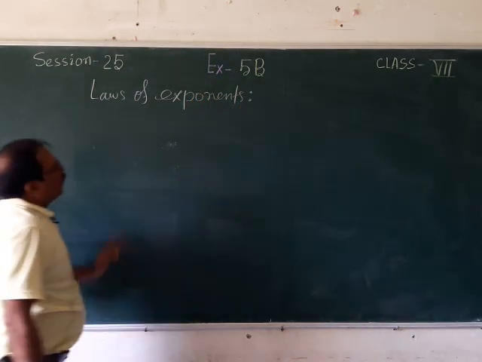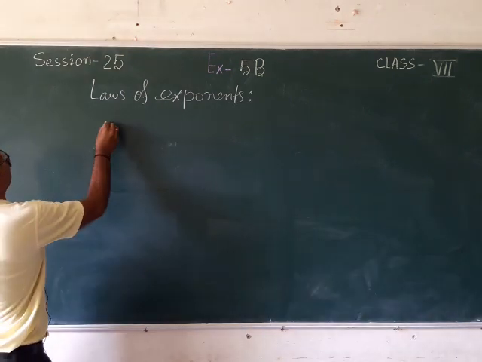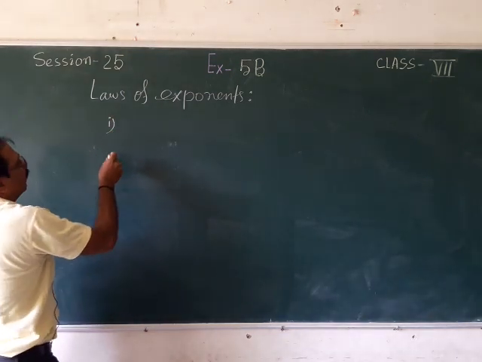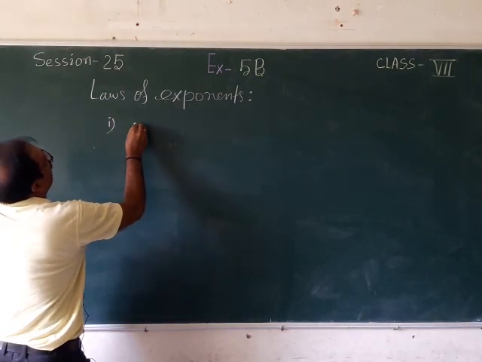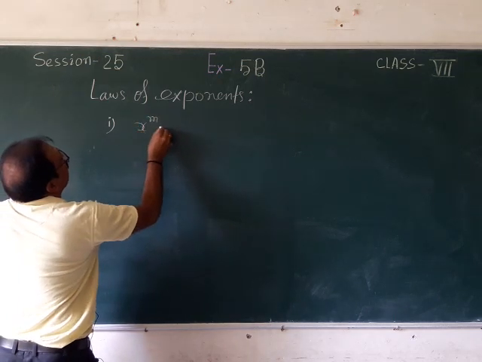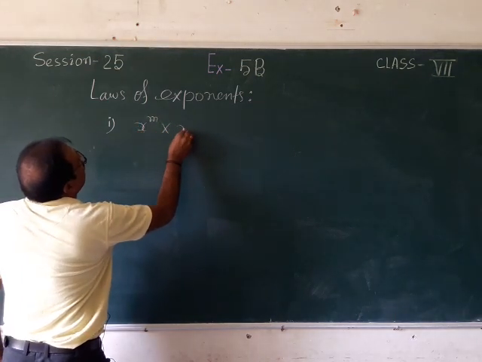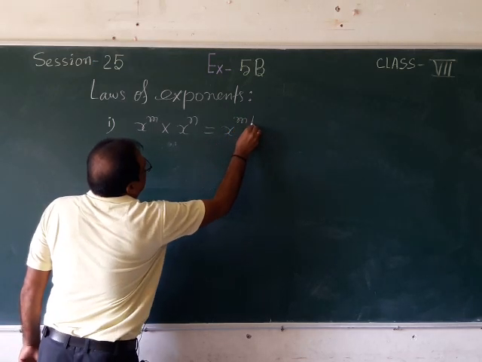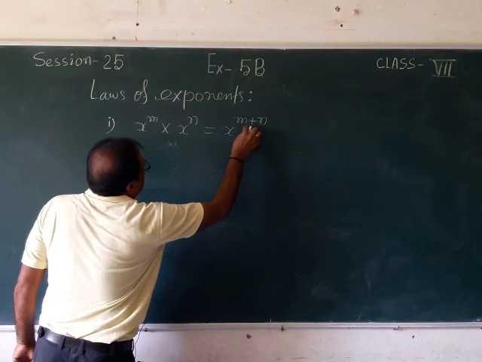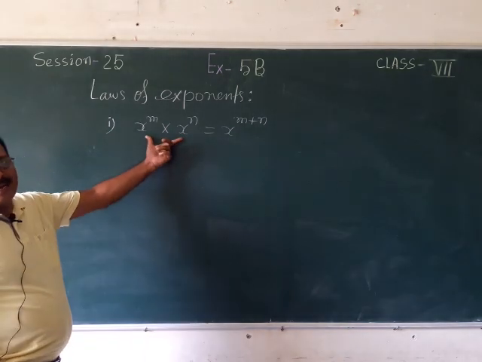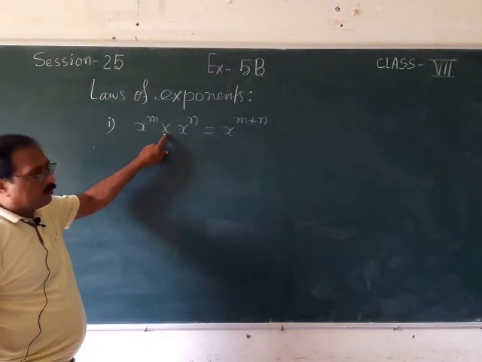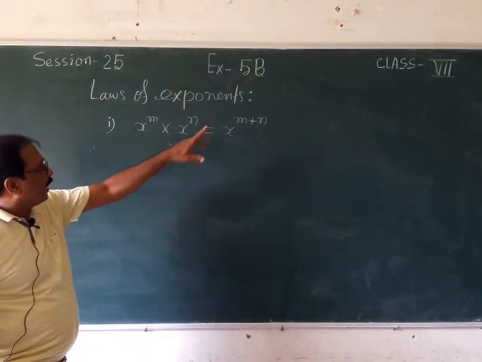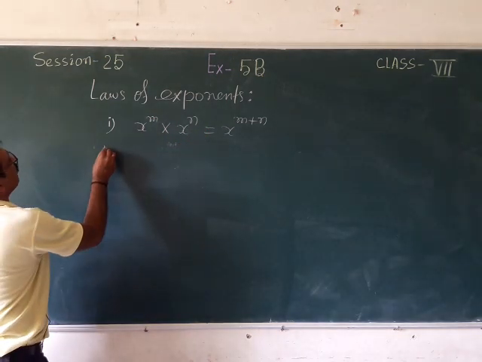What are the laws of exponents? Here you have to see few laws are there. Number 1, if x to the power m is multiplied by x to the power n, the result will be x to the power m plus n. That means if bases are the same, then in case of multiplication powers are added. This is called the first law of exponents.